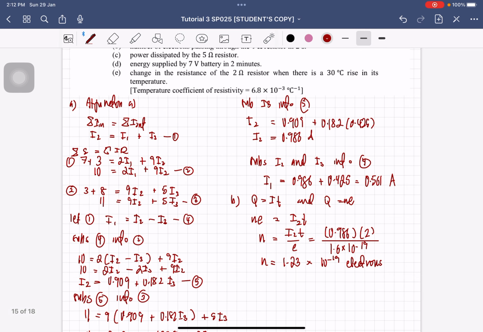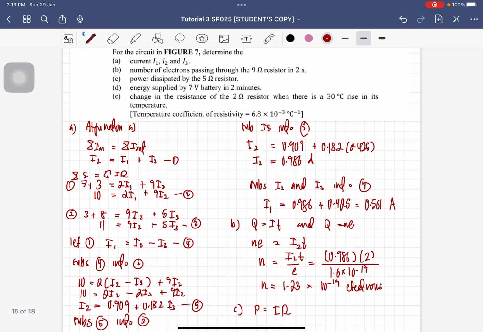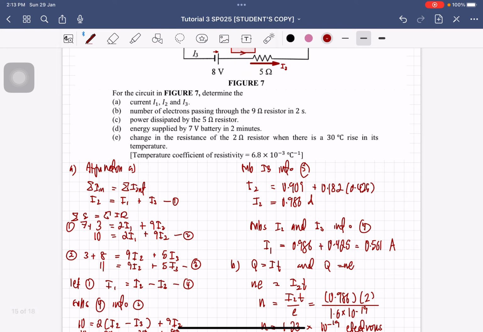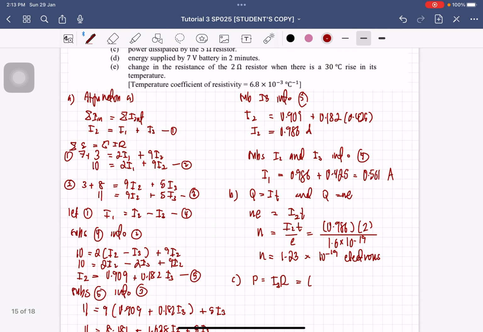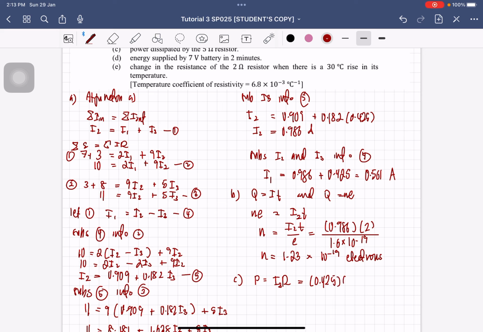Question C, power dissipated by the 5 ohm resistor. We know that power is equal to IR. So what is the current flowing to the 5 ohm resistor? It is I3 and the value of R is 5 ohm. So we can just directly substitute lah dalam this equation here. So I3 is equal to 0.425 times with the 5 ohm resistor. So you'll get the power dissipated through this 5 ohm resistor to be equal to 0.902 ohm. Okay? Power lah dia minta. Okay, so that is question C.